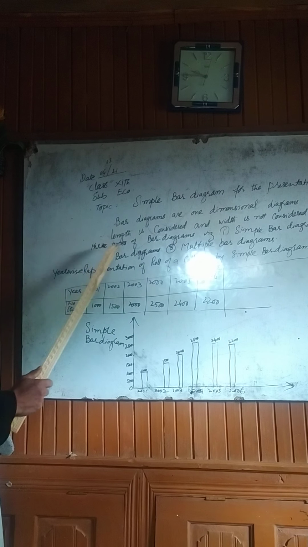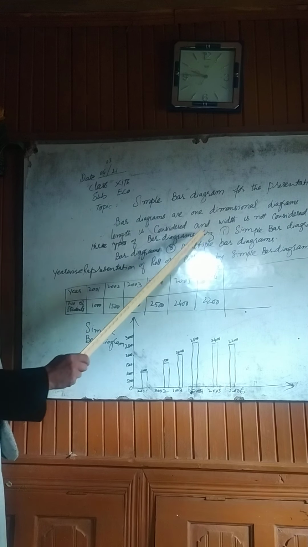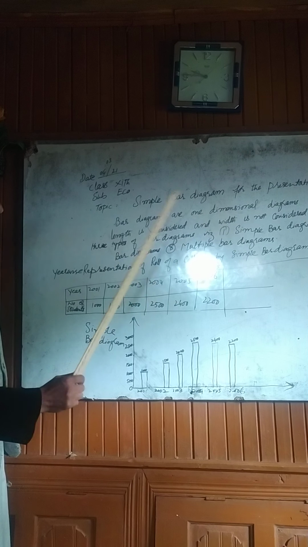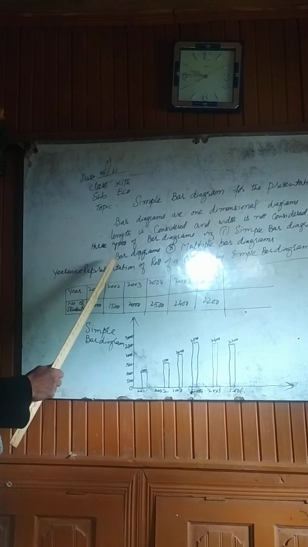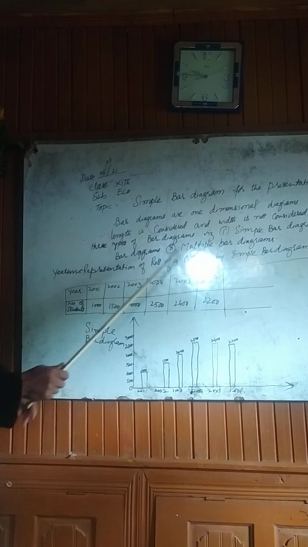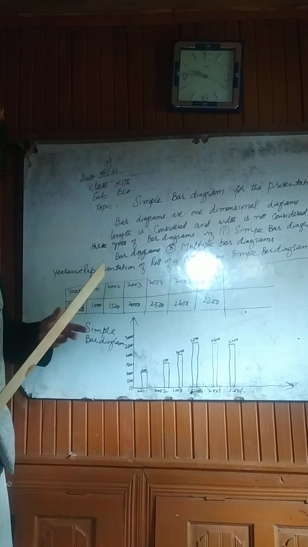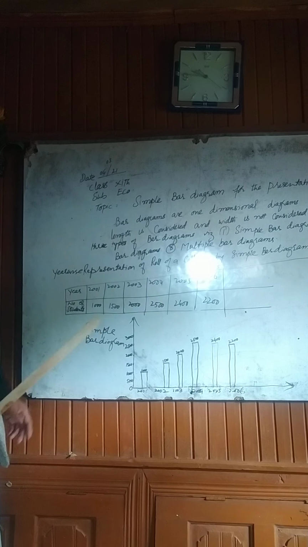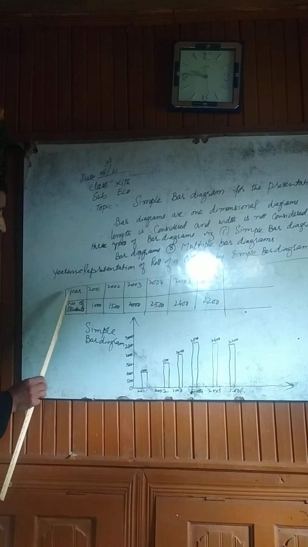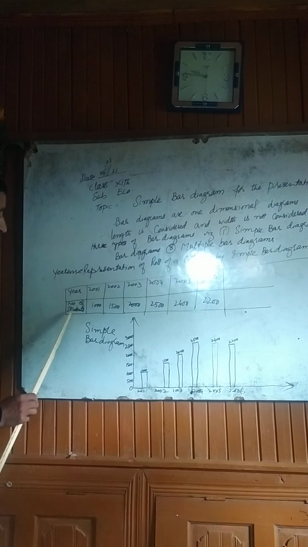There are three types of bar diagrams: simple bar diagram, subdivided bar diagram, and multiple bar diagram. Today, let us try to illustrate the year-wise roll of a college by a simple bar diagram. Here in this table, we have in the first column the year, and in the second the number of students enrolled.